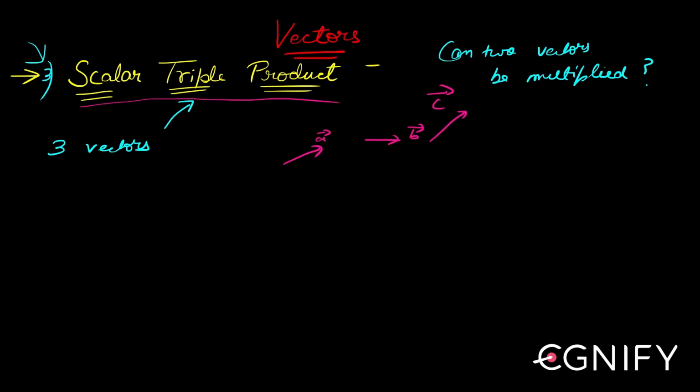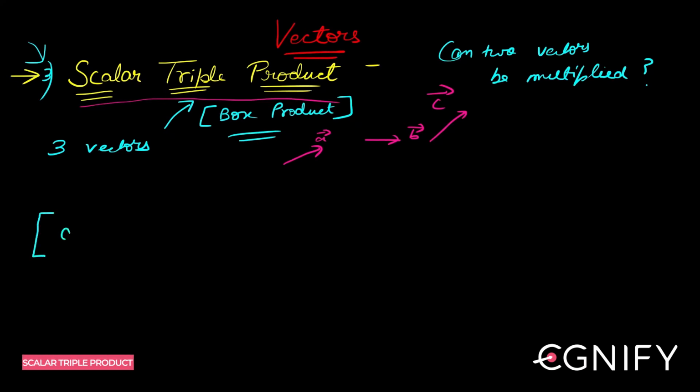Now that we already know what a dot product and a cross product is, understanding scalar triple product shouldn't be that difficult, because it is only a combination of cross product and dot product. Let's see how we can actually find scalar triple product. Remember, the scalar triple product is also called as box product. You will see why. It's called box product because it is denoted by a box. Box A bar, B bar, C bar.